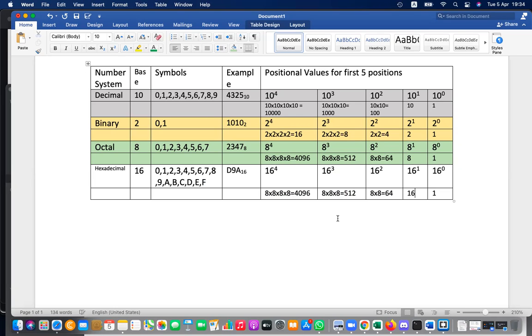16 into 16 is 256. 16 into 16 into 16, tell me the value. 4096. Is it correct? Yes or no? 16 to the power 4 is 65,536. No, I'm asking 16 into 16 into 16, it is 16 to the power 3, right? Yes, 4096. That into 16 is 65,536.